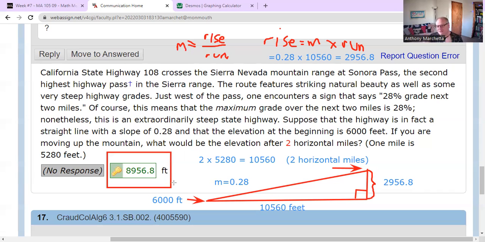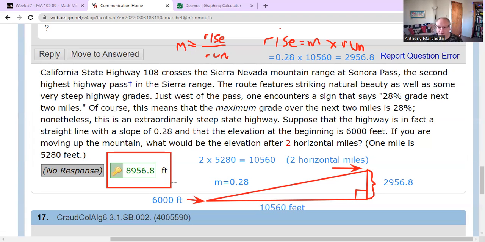So let's just review. One thing that you have to know about is when they talk about grade, they're talking about a steepness in a road that you're driving on. The horizontal distance is actually the perfectly flat distance as if you were driving into the dirt, regardless of the road going up a hill. So that's why 10,560 feet is the run.